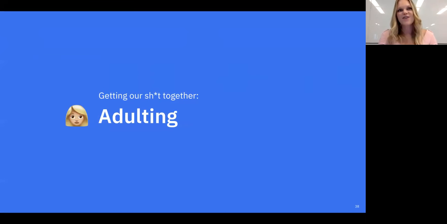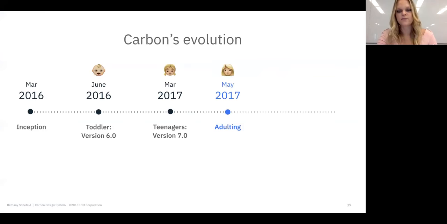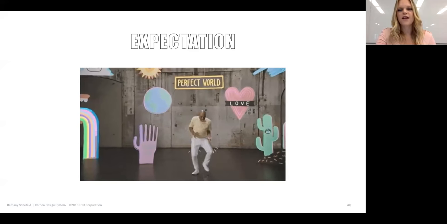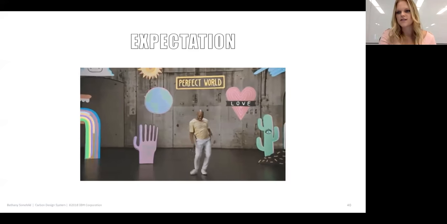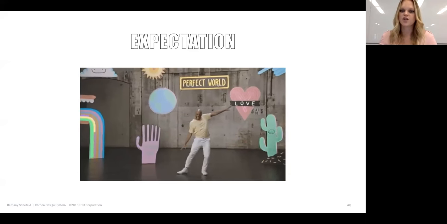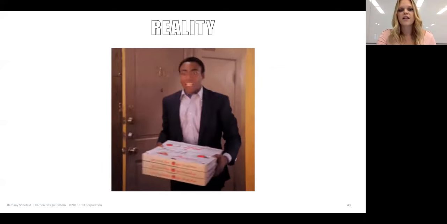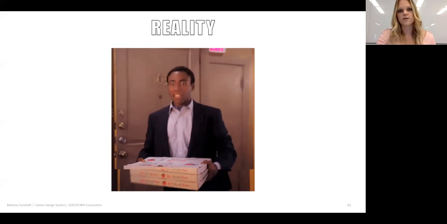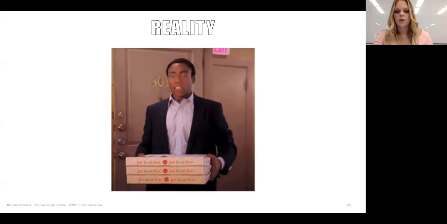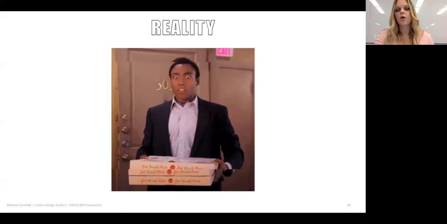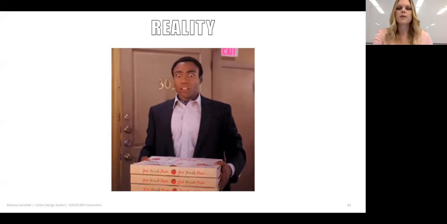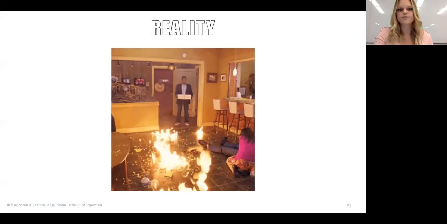All right, so next, we're in the phase of adulting, where we're really figuring out getting our act together and growing and maturing. And this was around May of 2017, so a few months later. And I feel like the expectation is you build a design system and all the hard work is done, and it's all sunshine and rainbows from there. But in reality, you're putting out a lot of small fires, because as adoption increases, the amount of bug fixes increases, the amount of outreach increases. And so just keep in mind that there's still a lot of work to be done in terms of maintaining a design system.